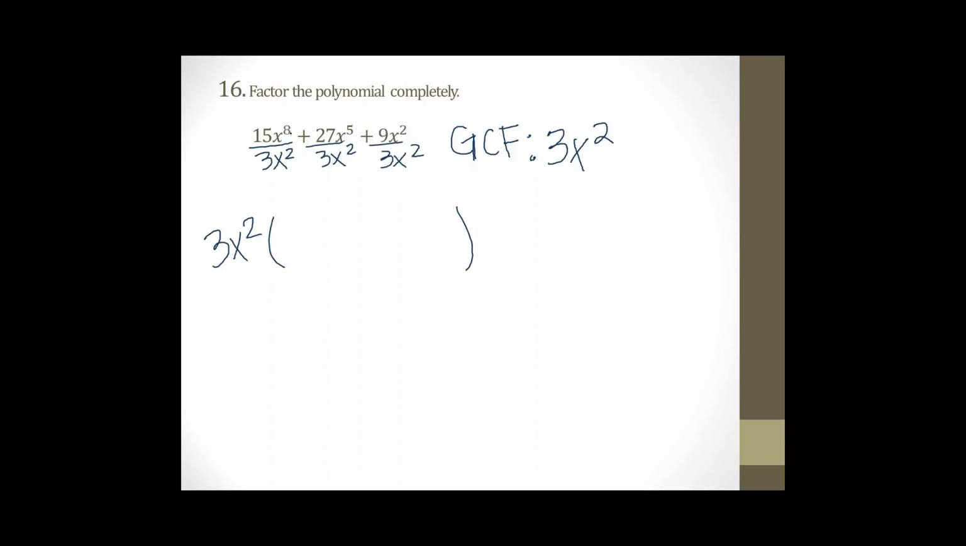So 15x to the 8th divided by 3x squared would be 5x to the 6th. 27x to the 5th divided by 3x squared would be 9x to the 3rd. And then 9x squared divided by 3x squared would just be 3. So this is our final answer here. All right, let's keep going.